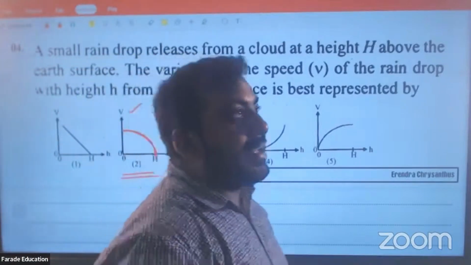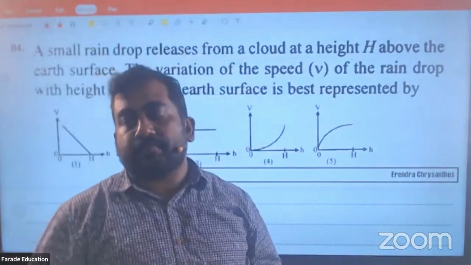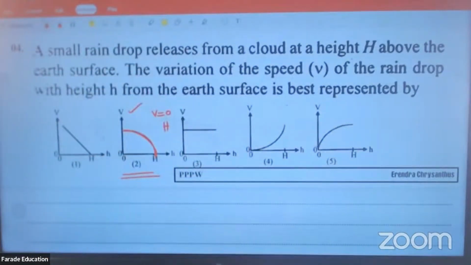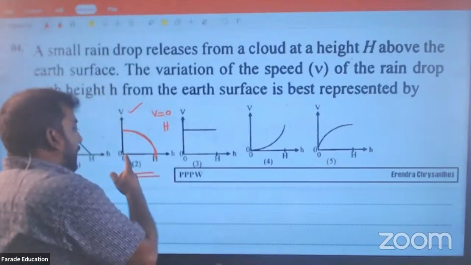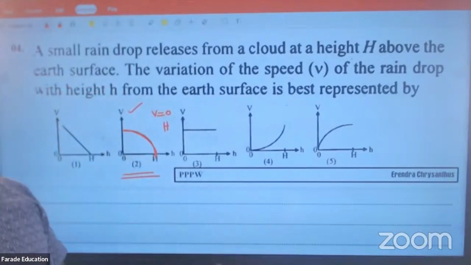Write a small sentence there. Starting velocity is 0 at a height capital H. And as the height reduces, terminal velocity is reached.